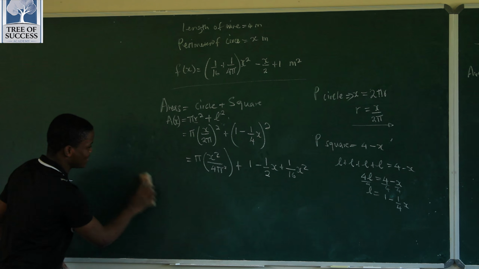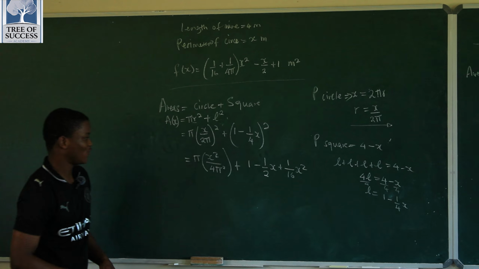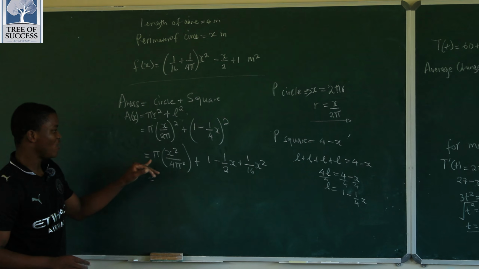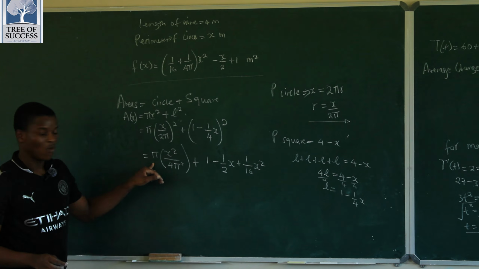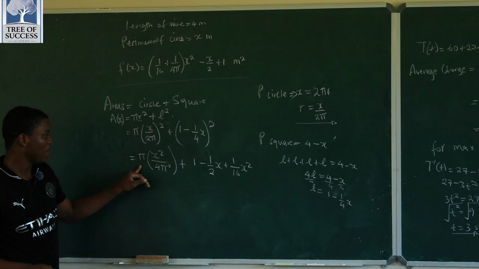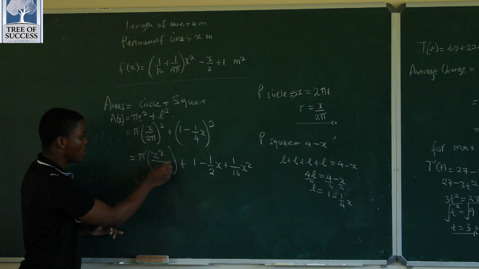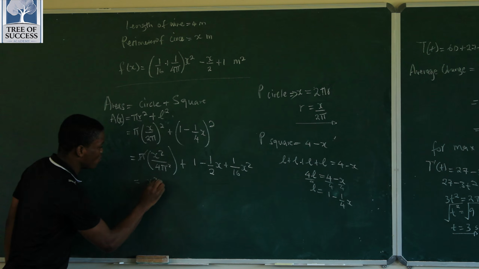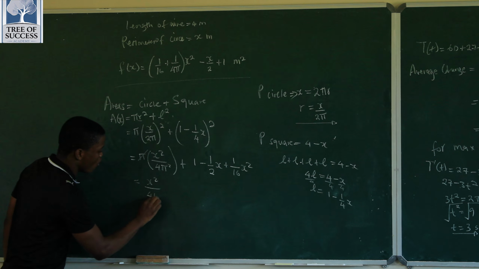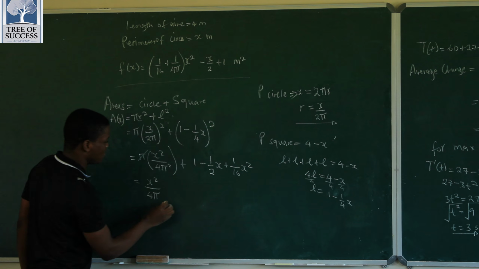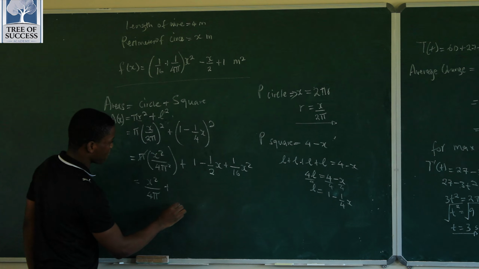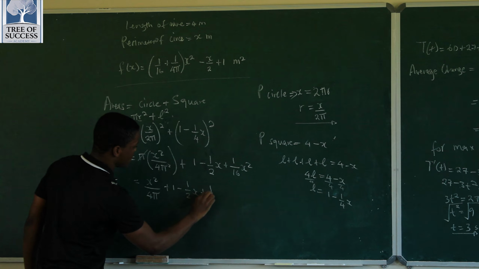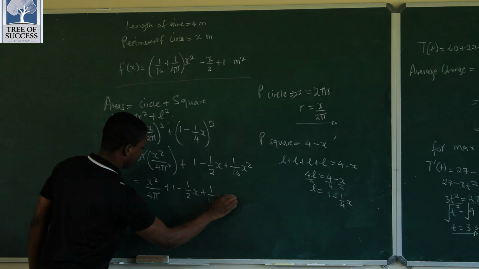So I hope you will use it, not only at the University of Zululand. Alright, let us also distribute here by what? By lower pi, right? When we distribute by lower pi here, the lower pi will cancel the pi, and it becomes about 2 there. What is left is x squared over 4 pi. Then we continue to write what remains: plus 1 minus 1 over 2x plus 1 over 16x squared.